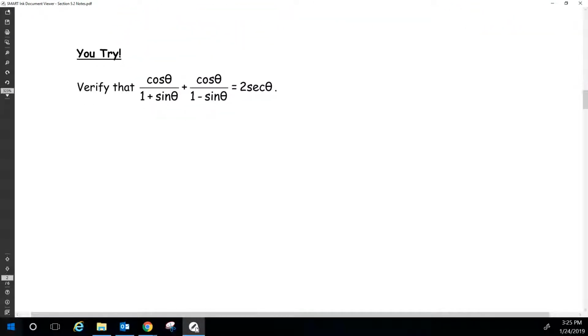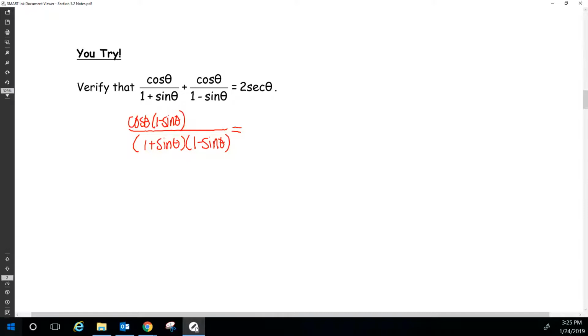All right, let's look at the U-try for this one. This time we're working on the left-hand side. We're going to start by combining our fractions. We need a common denominator. This time it's 1 plus sine theta times 1 minus sine theta. What do you notice about those two guys? Hopefully you said they're conjugates, Ms. Harris. All right, to go from here to here, we have to multiply by this guy. So I need cosine times this guy on the top. Cosine theta times 1 minus sine theta.